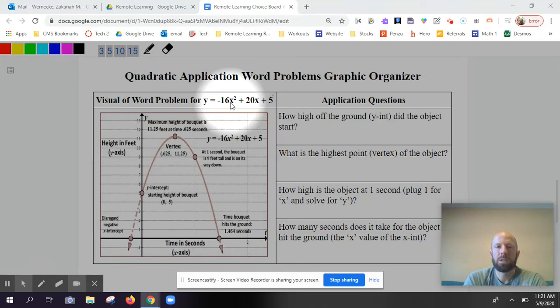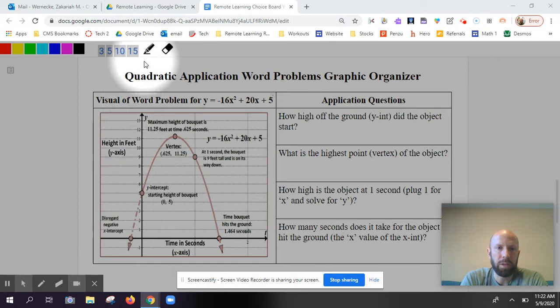All right, this will be the first of two examples of us solving a quadratic application word problem. Our quadratic equation is located here, y equals negative 16x squared plus 20x plus 5. Since this first coefficient, 16, is negative, notice that our U shape is going to be upside down.